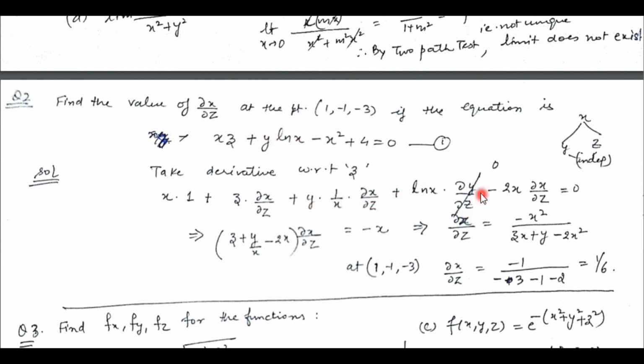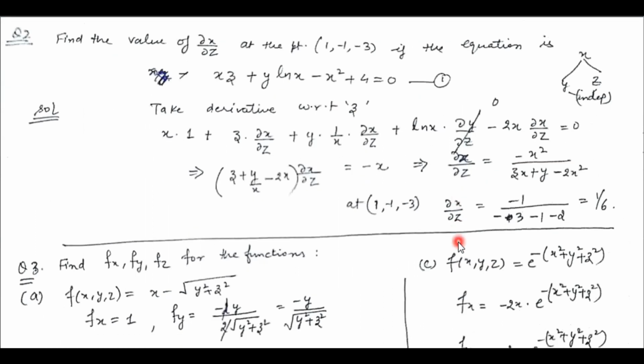ln x as it is into the derivative of y with respect to z, minus 2x ∂x/∂z equals 0. But since y and z are independent, the partial derivative of y with respect to z will be 0. After simplifying, we will have the value of ∂x/∂z, which is this one. Now we need to find its value at this point. Here x is 1, y is minus 1, z is minus 3. So after substituting, we get the value of the partial derivative, it is 1 by 6.